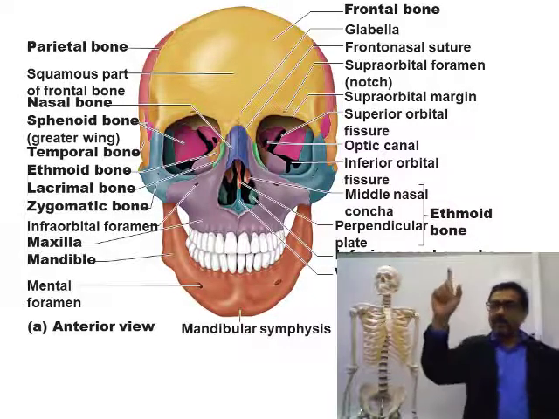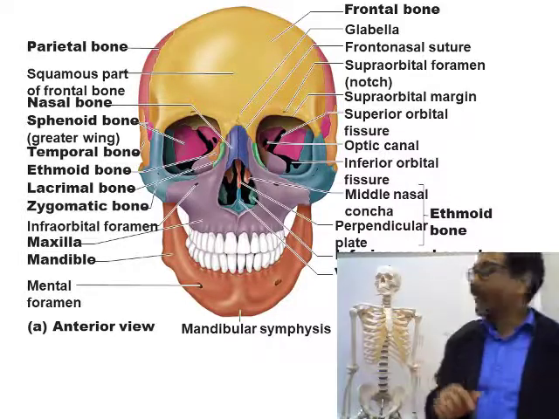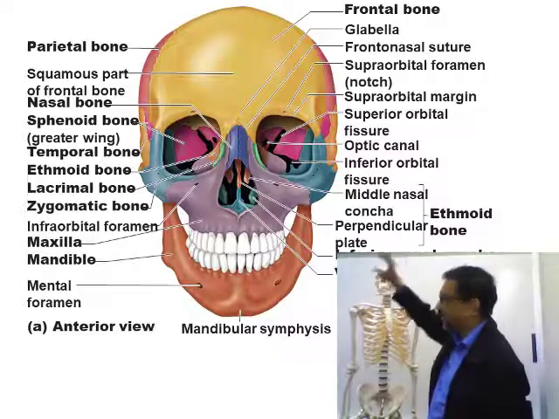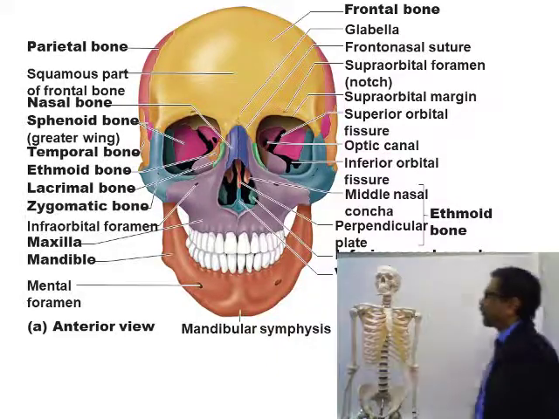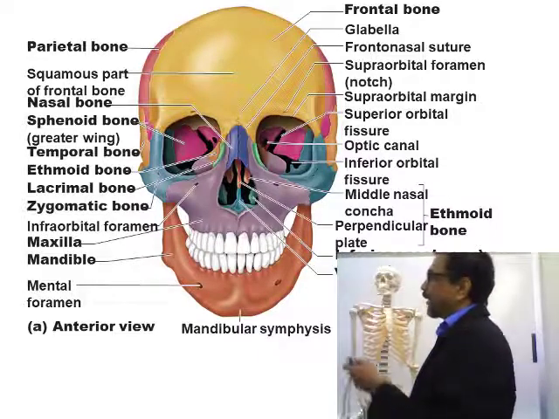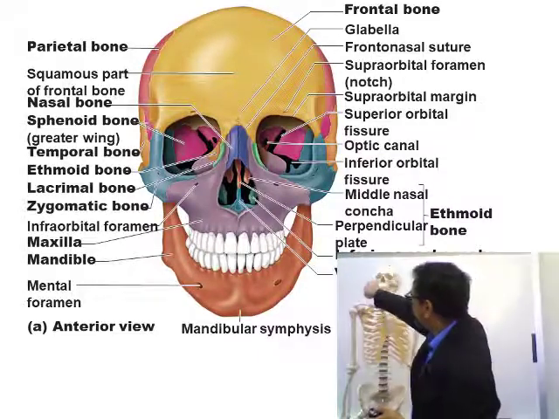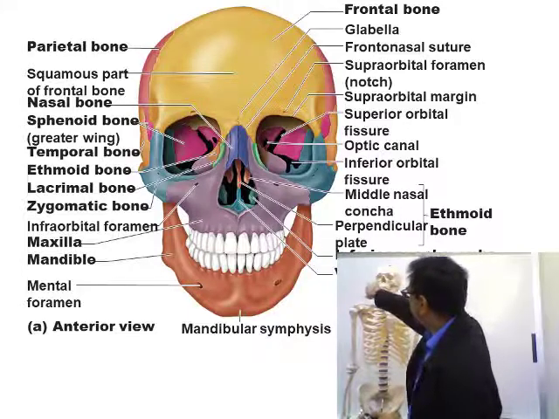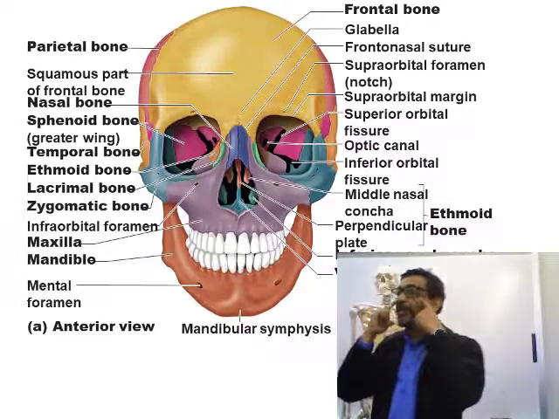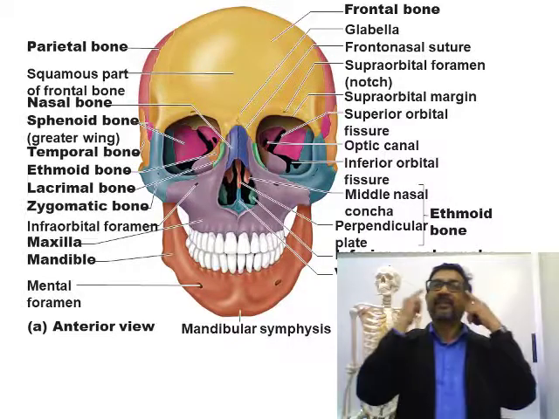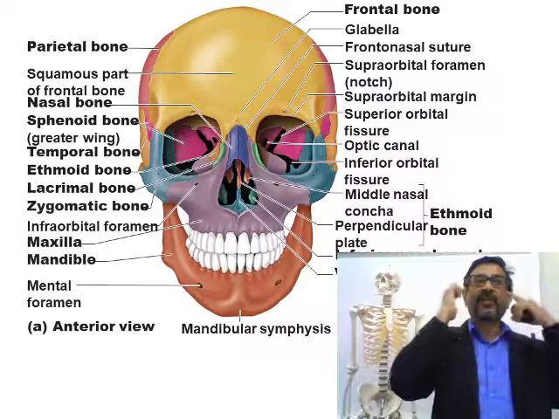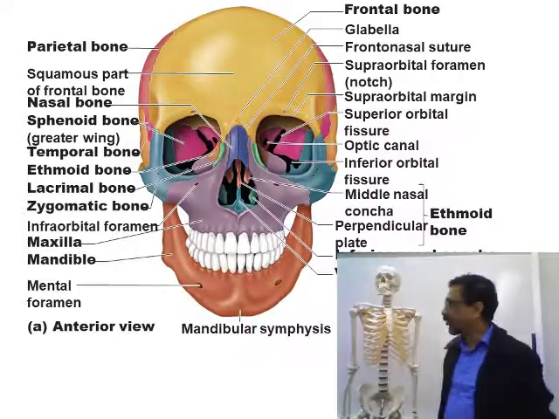The mandible is the only bone that moves. This is the only bone in your skull that moves. Other bones are fixed. Then you have zygomatic bones, also known as cheek bones, from the prominence of the cheek here. So mandible, maxillary bones, zygomatic or cheek bones.